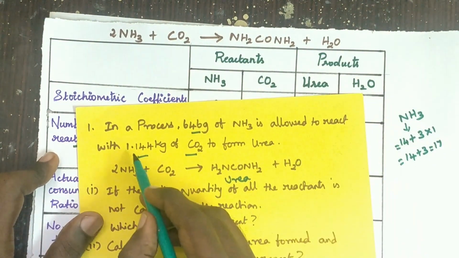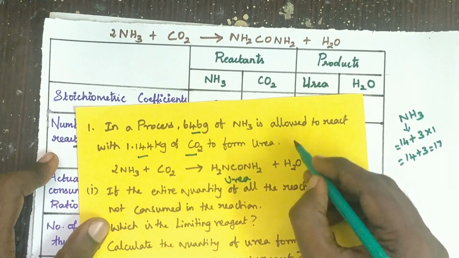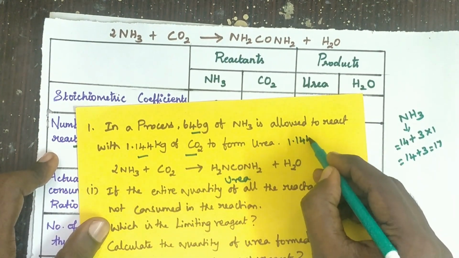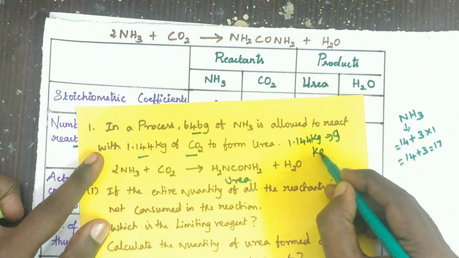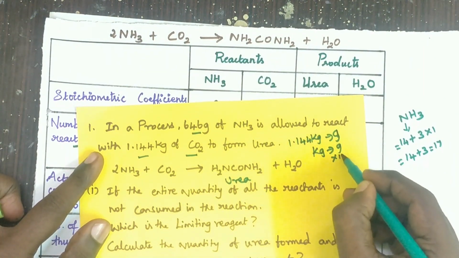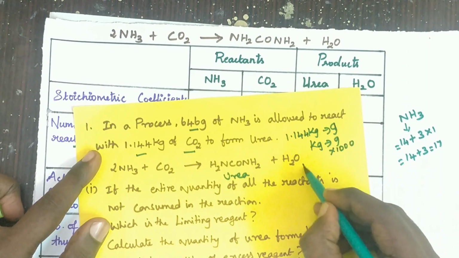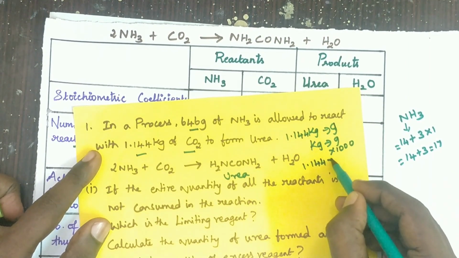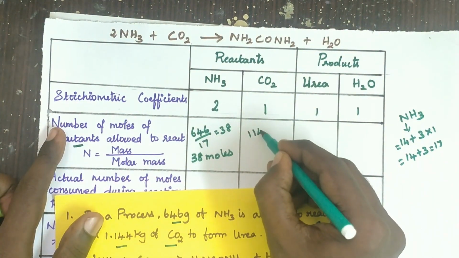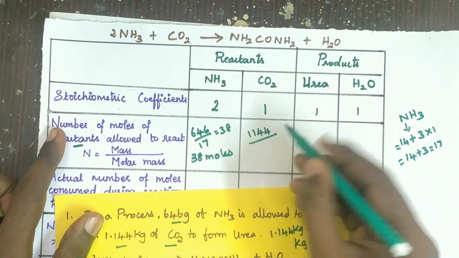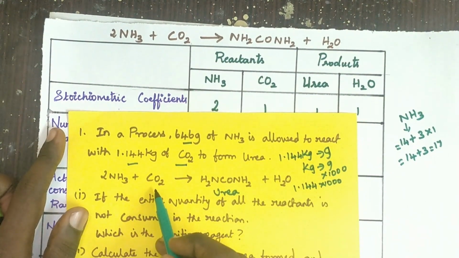Second, they gave 1.144 kilograms, and you have to convert it into grams. Kilogram to gram means you multiply by 1000. When you multiply 1.144 into 1000, we get 1144, divided by the carbon dioxide molar mass.